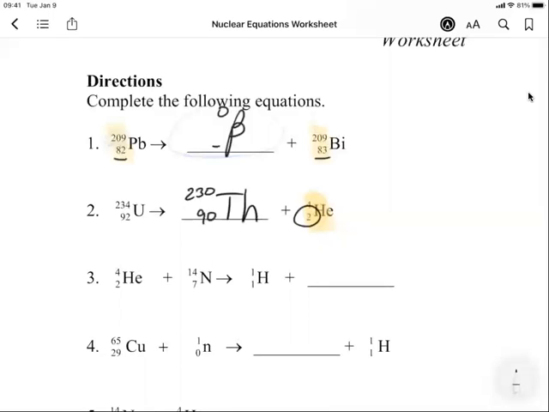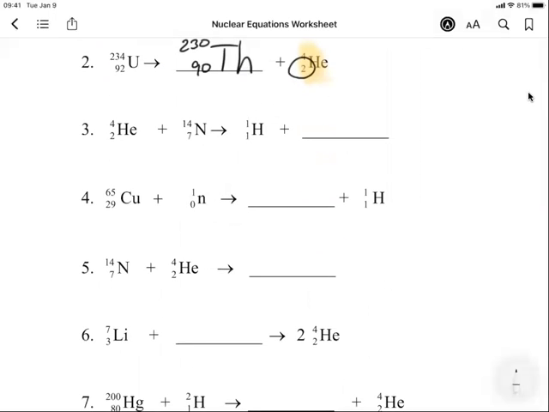Now, number 3 is interesting. I don't actually know what kind that is. That is like an alpha capture, but then it's also releasing a hydrogen. But anyway, it's fine because we can figure it out. What we have on the left-hand side is an alpha particle plus nitrogen 14. Not really sure why the hydrogen is there, but that's okay. We're going to go with it.